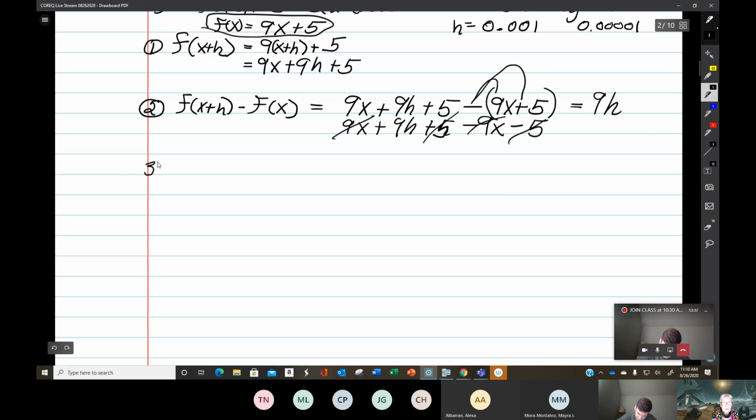Okay. Now step 3. We put it all together. F of x plus h minus f of x over h is going to be, well, we worked it out. We found out that f of x plus h minus f of x is 9h. And then we're going to divide that by h, which makes the h's cancel and leaves me with just a 9. The answer is 9.